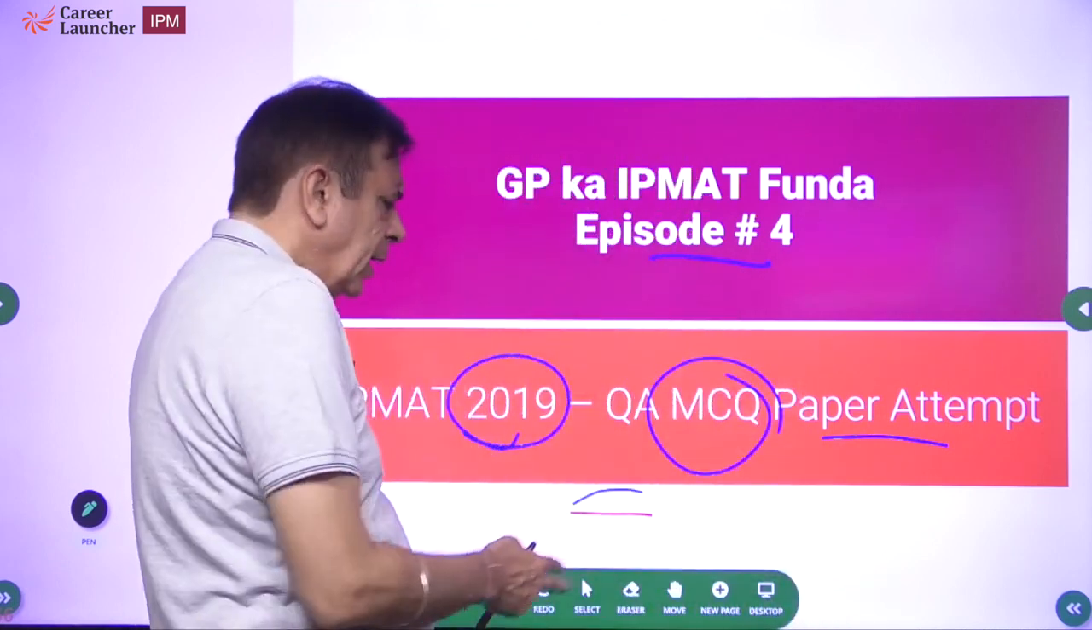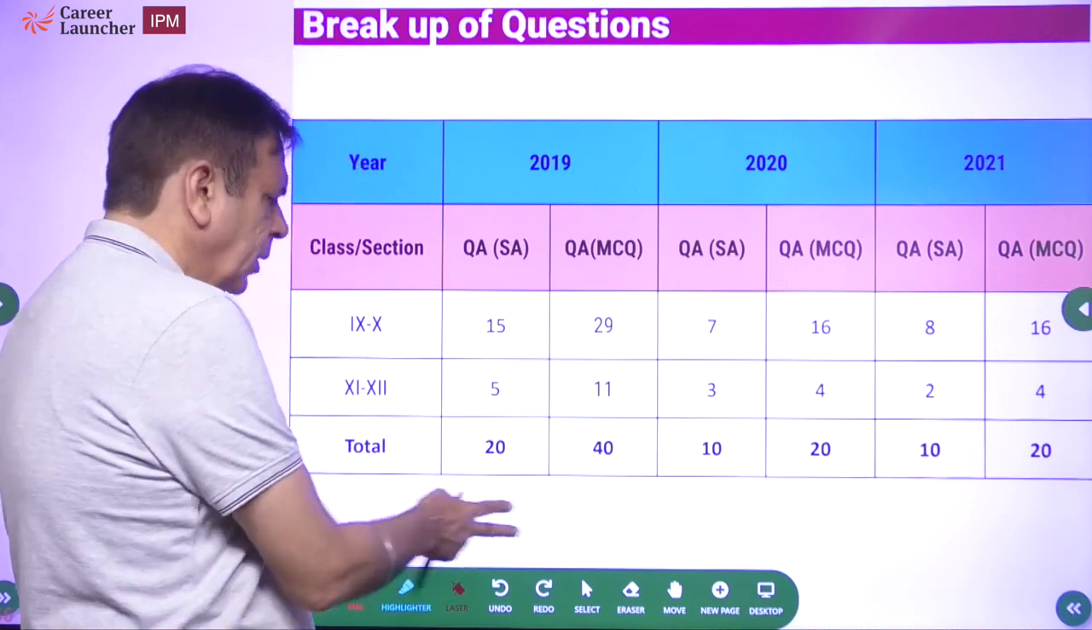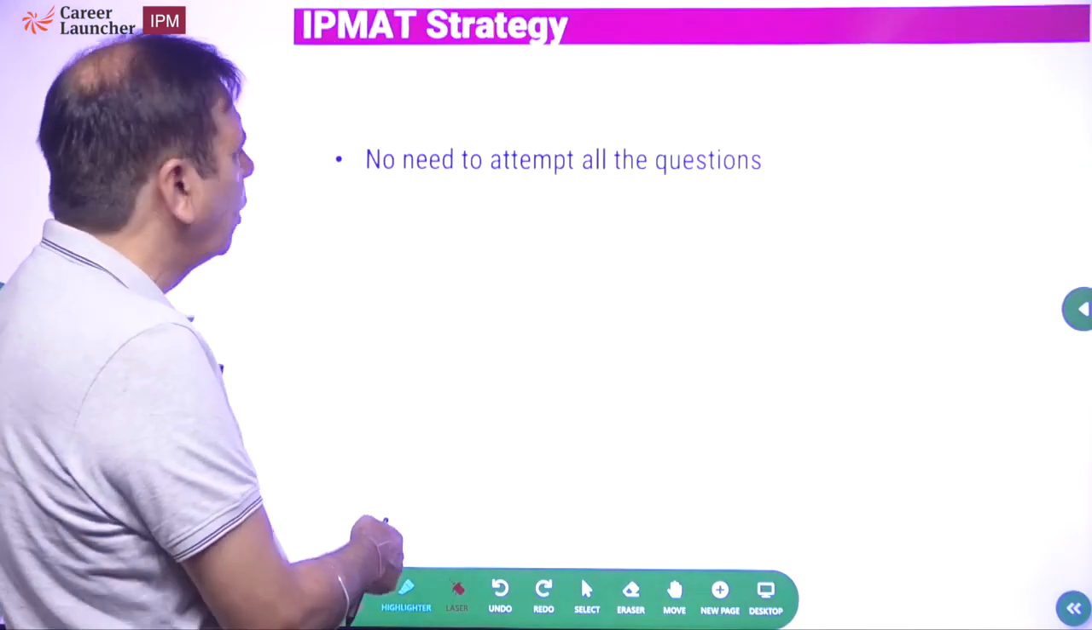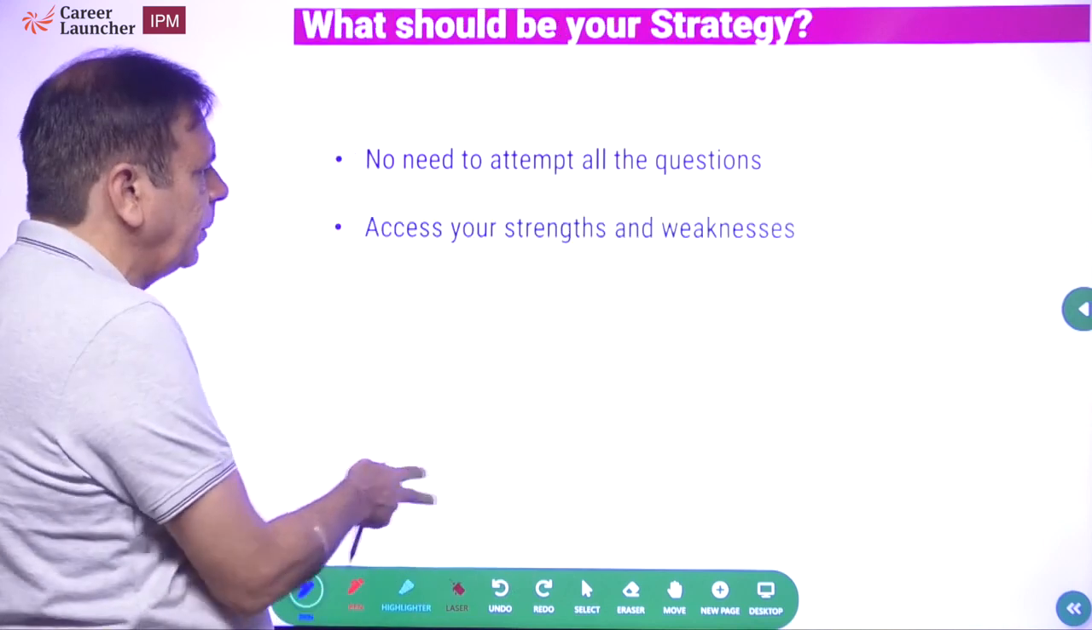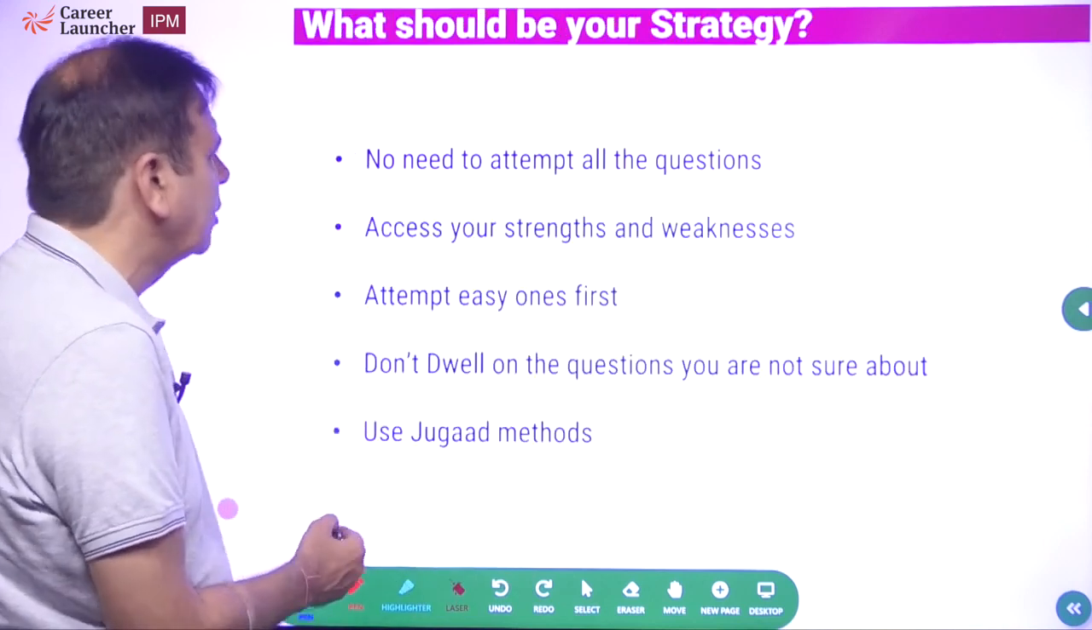The IPMAT 2019 paper, the QA MCQ section: how to attempt the paper, which questions to attempt, and which ones to leave. If you remember, last time we did the same thing for the 2019 paper, Quantitative Aptitude short answer questions. There we showed that out of 20 you could have comfortably done 10, maybe 12 questions in those 40 minutes. Today we'll look at the MCQ paper, and our target is to say how many questions out of 40 can be done.